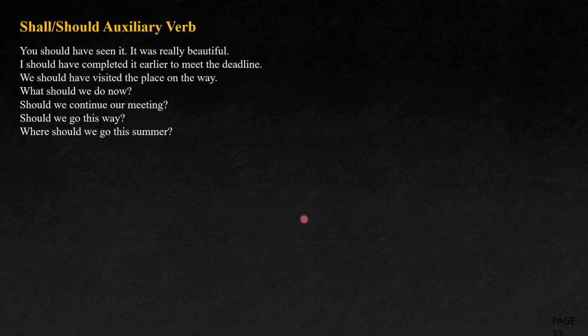Now again a few more examples for shall and should. You should have seen it. It was really beautiful. Then again, you should have completed it earlier to meet the deadline. So before the deadline you would have finished it. We should have visited the place on the way. So the place we should have visited was there. Then, what should we do now? If something goes wrong and we don't know what to do, then we ask this: what should we do?